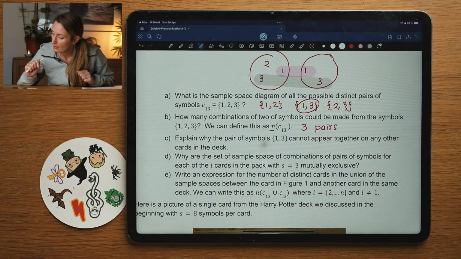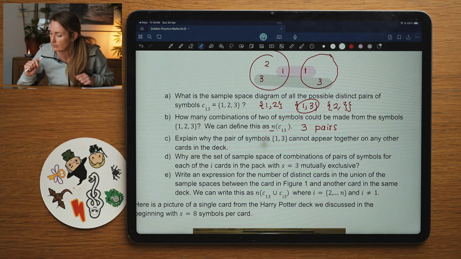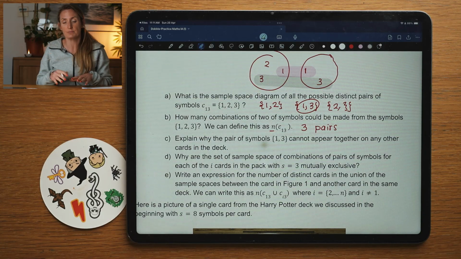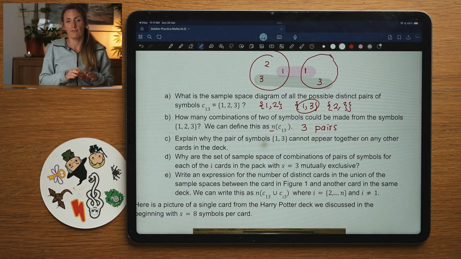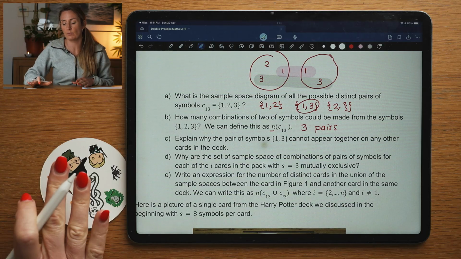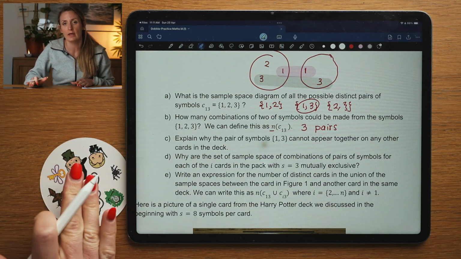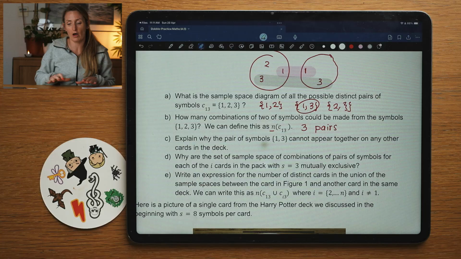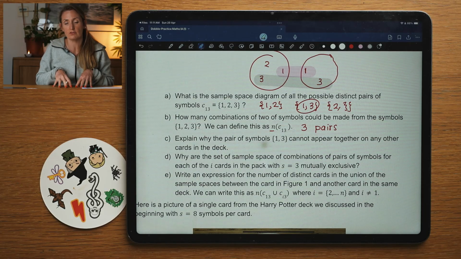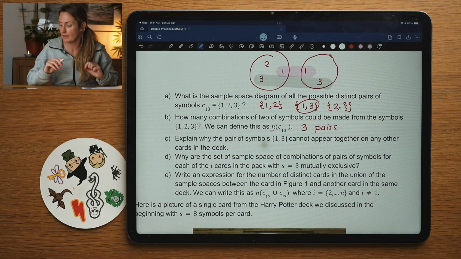Now it says, why are the sample spaces of combinations of pairs for each of the i cards with S equals 3 mutually exclusive? And that's because of what we just talked about: if a pair appears on one card, that same pair cannot be on another card. Otherwise, those 2 cards would match in not 1, but 2 places.